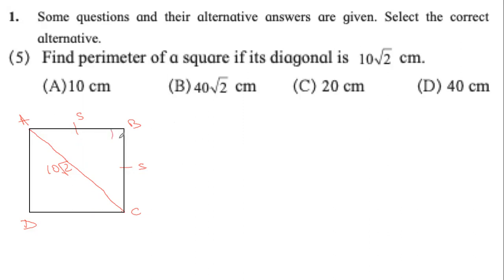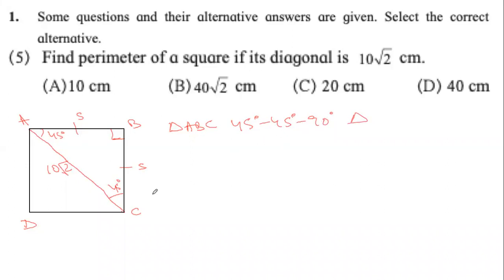Now we see a right angle triangle ABC. We have the hypotenuse. We can find the side. And once we find the side, we can also find the perimeter. Now, the smart student will say that this is an isosceles right angle triangle. So this is 45 degrees. This is 45 degrees. So triangle ABC is a special 45, 45, 90 degree triangle.